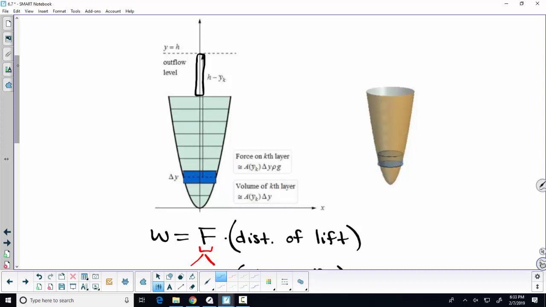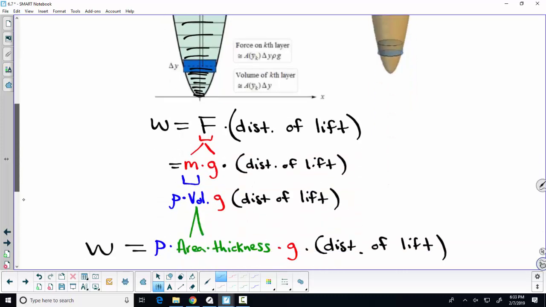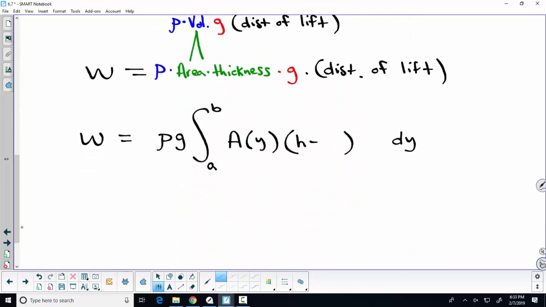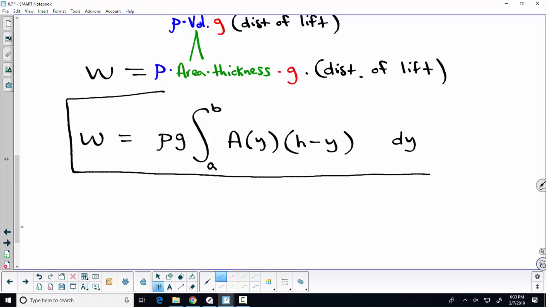Y. Yeah, so all of our rectangles are filling up this region here, and they're coming out this way. So the rectangles stop here because that's our container we're pumping it out of. This is just like the pump, right? So the heights of the rectangles all vary, but that distance is top minus bottom. So H minus some Y value is the distance of lift. That's the formula we're going to use for work.